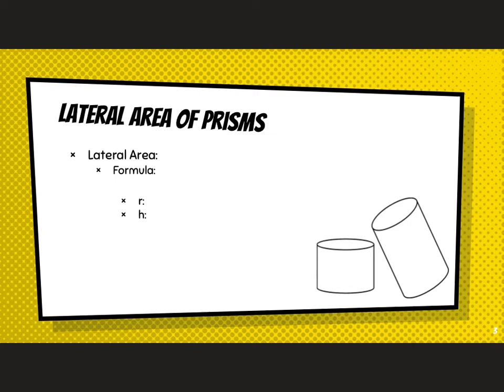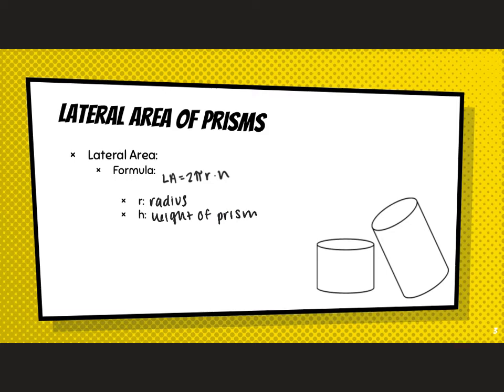We're going to look at lateral area first. So the formula for the lateral area is going to be 2 times pi times r times h. So 2 pi r times h. This is basically just the circumference of the circle, of the base, times the height of the prism. So your r is your radius, and your h is your height, again, of the prism.